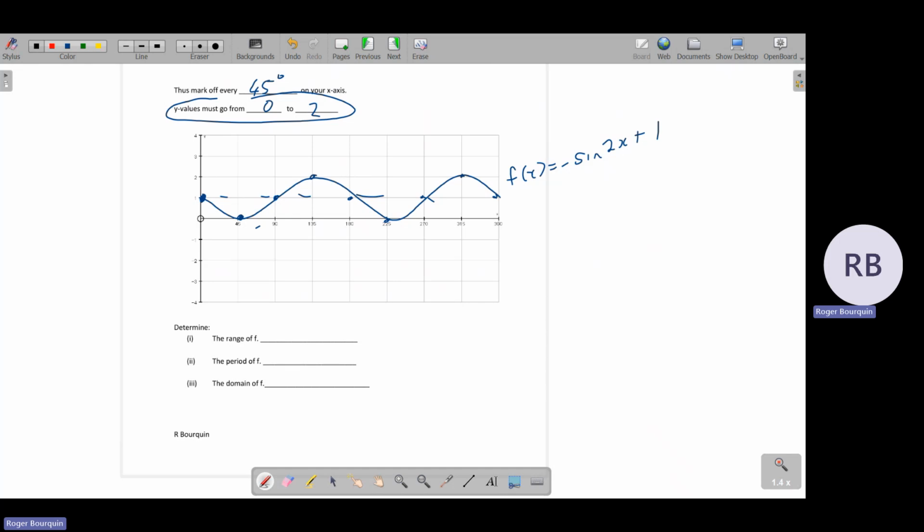What did you get for the range of this one? Yes. Good. Do you agree? Y goes from 0 to 2. The smallest Y value is 0, the biggest Y value is 2.